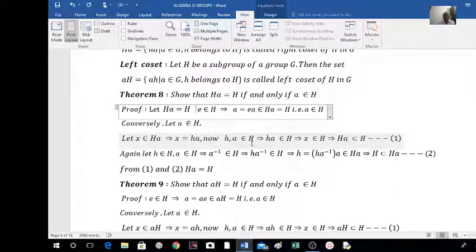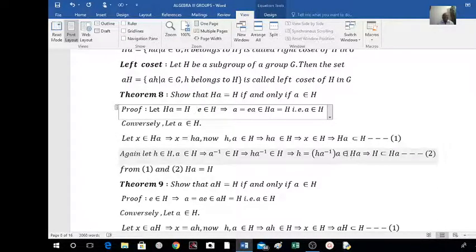And here H is a subgroup, which means the closure law is satisfied. So H belongs to H, A belongs to H, therefore H into A also belongs to H. That is, this implies HA belongs to H. What is this HA? HA is nothing but X here. So this implies X belongs to H. I have taken X belongs to HA, and finally I have proved that X belongs to H. That means every element of HA is an element of H. This proves that HA is a subset of H. I will take this as 1.